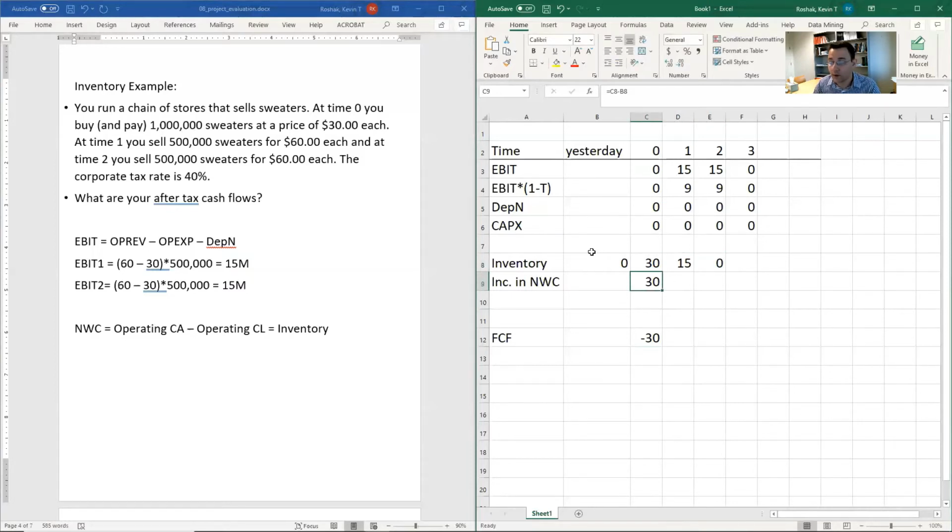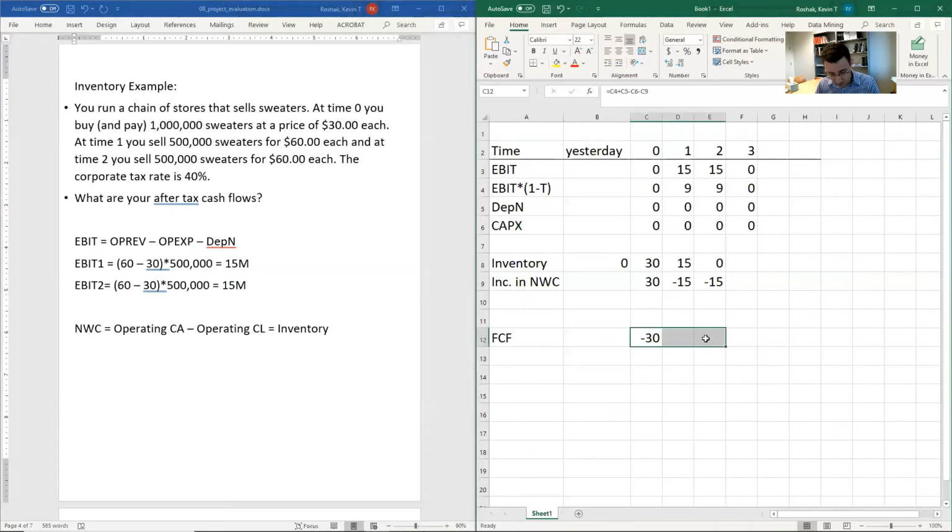How does our net working capital change? What does it change each year? Well, we bought 30 at time 0, and then it's dropping 15 each period. It started at 30, it ended at 15, so that's a drop of $15 million in net working capital. Likewise, from 1 to 2, we started at 15, we ended at 0, so that's another drop in net working capital of 15. These are things that are going to increase our cash flows. We're selling, we're extracting that money out of the operations when we sell the sweaters.